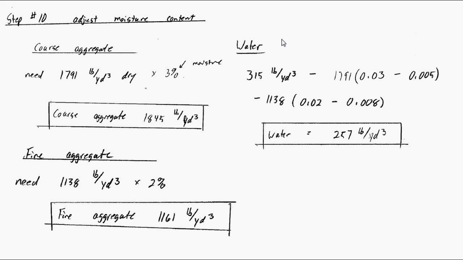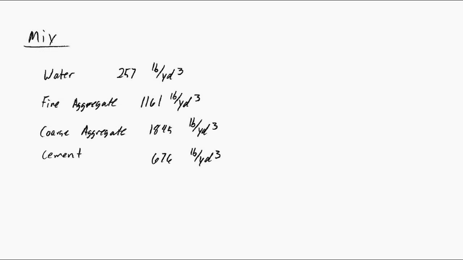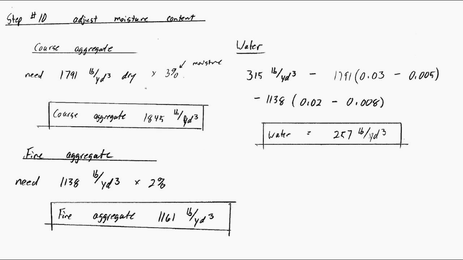Once we've done that, we can adjust our final amount of water. We needed 315 pounds per cubic yard of water for our mix. From that, we need to subtract the moisture content held by the coarse and fine aggregate, but we also need to take into account the absorption of each of those aggregates. So what we have here is the moisture content of the coarse aggregate, which is 3%, minus the absorption of the coarse aggregate, which was 0.5%, and we have the same thing here for the fine aggregate.